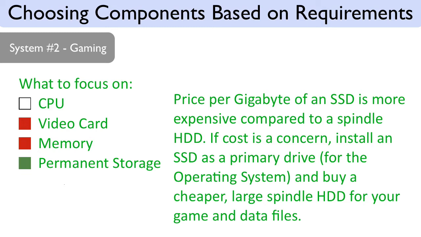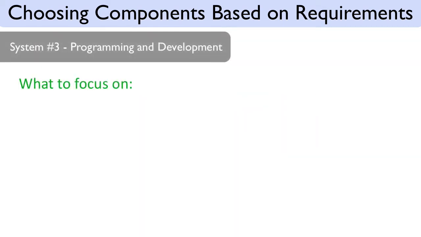A solution to this is to use the smaller SSD purely for your operating system files and buy a secondary large spindle drive, which is much cheaper, for your personal files and for game installations. That way, the system will be able to run the OS quickly and won't make the game suffer any performance when doing so. Next, let's look at a system built for programming.